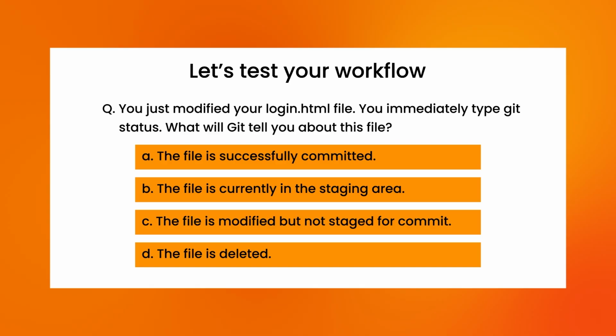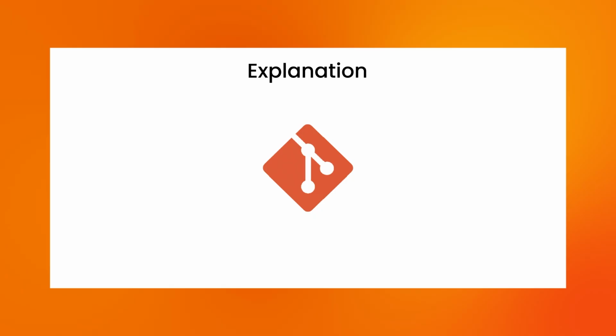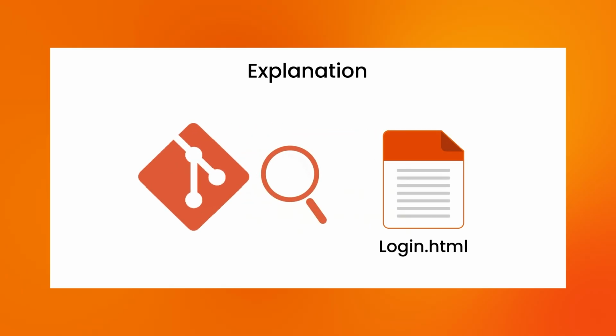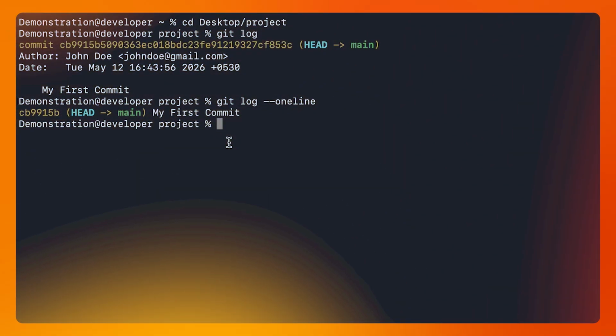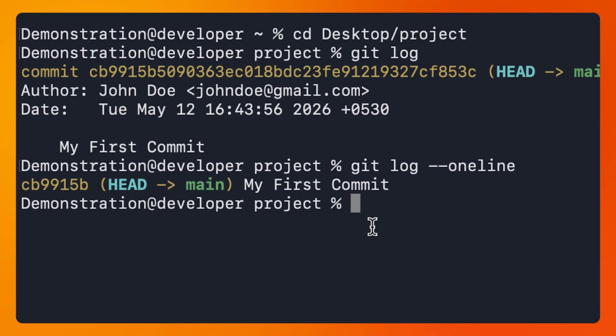Now, let me give you the solution. The correct answer is C. The question arises why? Because you haven't run git add yet, and Git knows the file is modified because it's tracking it, but it only warns you that the current changes are not yet staged to be part of your next commit. Let me show this to you how we can do this into the terminal where we just checked our history. Over here, I am opening the index.html file into the terminal only.